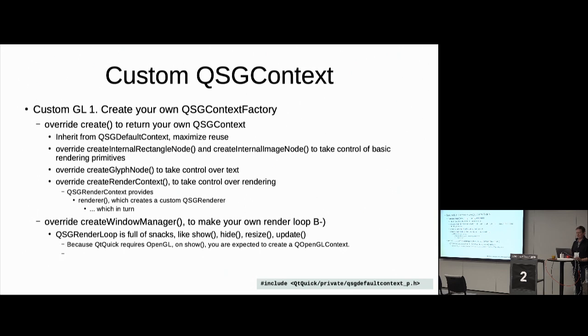Do I want to dig into this? So QSGContextFactory is a class that is used to create the QSGContext. You can make your own. There's a way to intercept creating rectangles and images and glyphs for text rendering. There's a way to create a render context to take control over the actual rendering with render loops and with renderers and so on. And there's something called createWindowManager at the bottom.